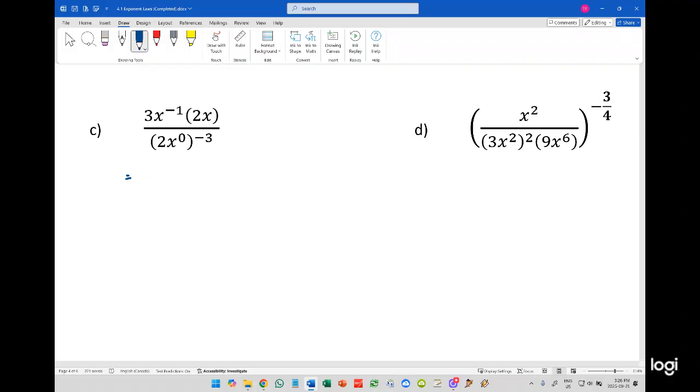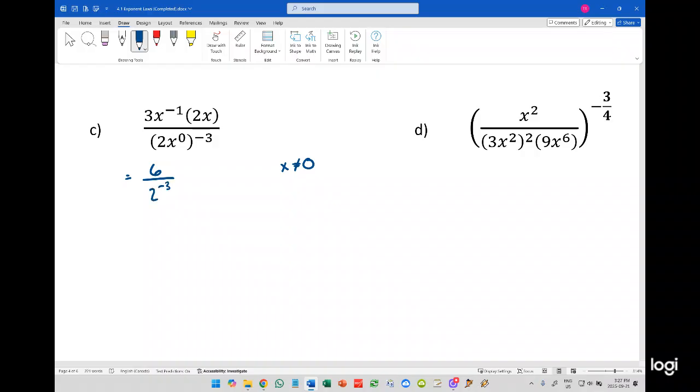So on the top, I have 3 times 2 is 6. X to the negative 1 times x is going to be x to the 0, which is 1. So I'm not going to write it, but again, x to the 0 means x cannot equal 0, because if it does, it breaks it. It actually breaks it in several places. All right, so the top is 6. And on the bottom, we have 2 times x to the 0, which is just 2.